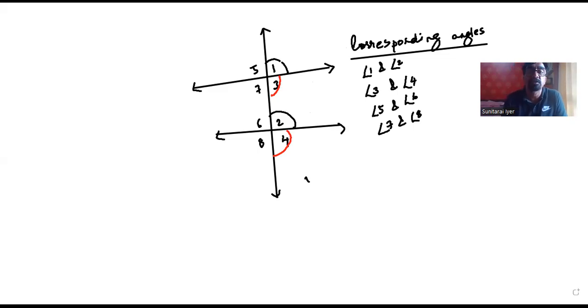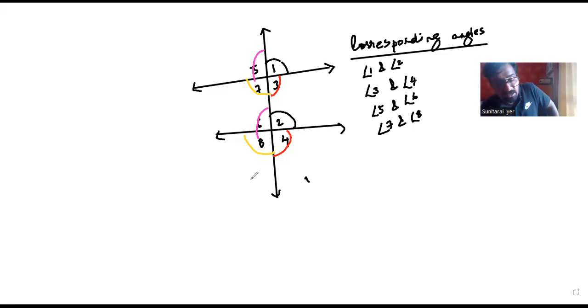In the same way, children, just have a look at these pink angles. Angle 5 and angle 6 are corresponding angles. In the same way, these yellow color angles. Angle 7 and angle 8 are corresponding angles.